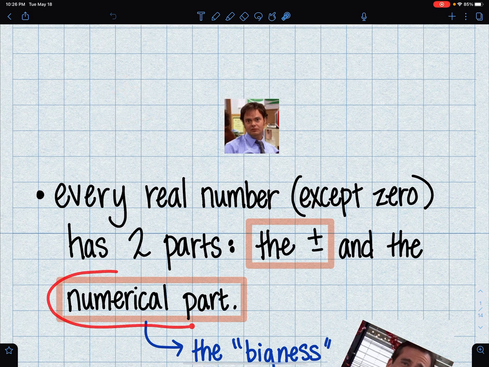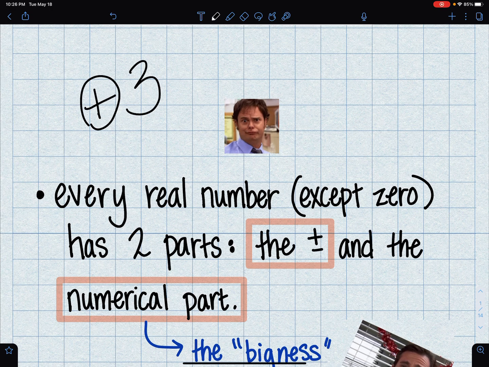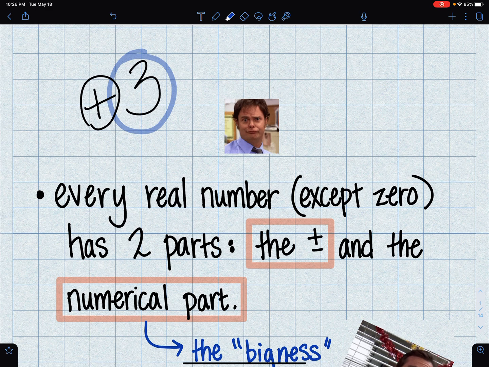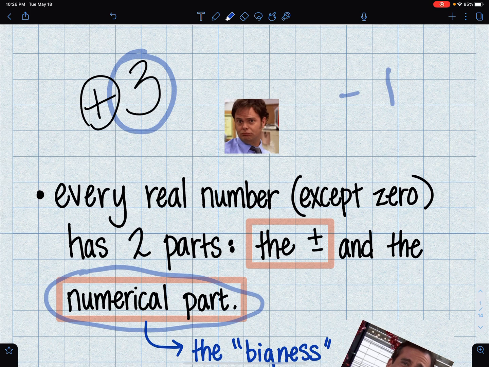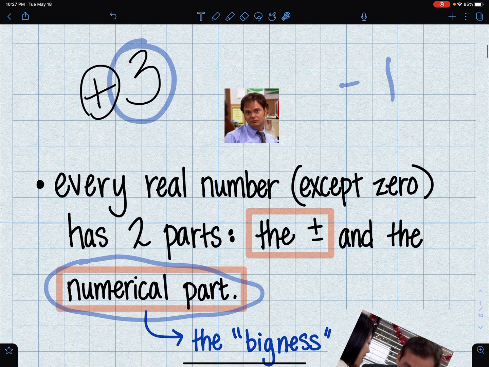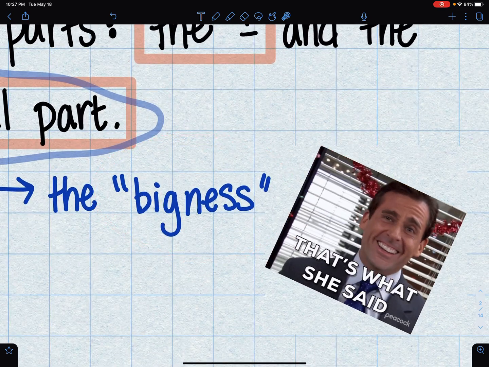And then there's the numerical component. So if you're talking about +3, the two parts are the positive sign, or the negative, if it is a negative. And the second part is the number 3 itself. So the 3 is sort of the magnitude or the numerical part. So if you're talking about -1, one of the parts is this negative sign, and the second part is this numerical part, which is the magnitude of the number. And of course, that is referring to the bigness of the number.